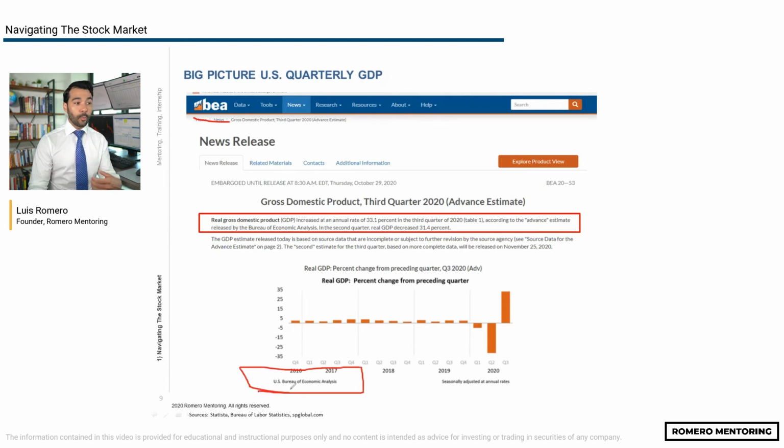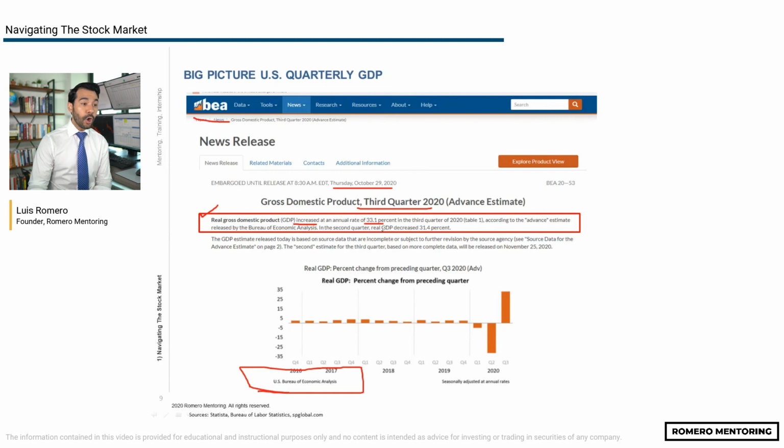Here's the source. Where do you find this? You could do a simple Google search, or you could just go directly to their website. But this was third quarter GDP results, which was reported Thursday, October 29th. Now let's take a look here at what it says. Real gross domestic product increased at an annual rate of 33.1% in the third quarter of 2020, according to the advanced estimate released by the Bureau of Economic Analysis.